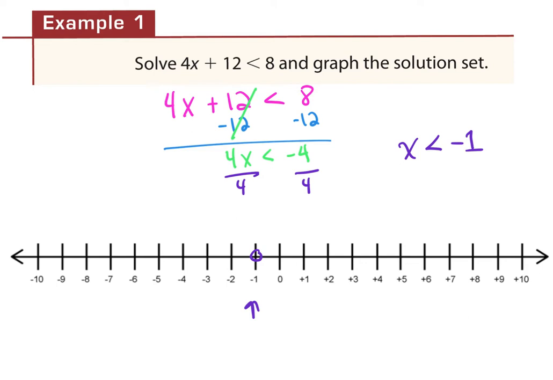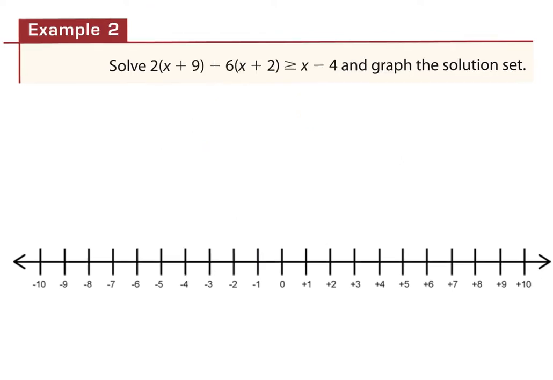Everything smaller than negative 1. X is less than negative 1. Smaller than negative 1 is the left side of negative 1. And that's my answer here. Solves exactly the same. Look at example 2. All right. Example 2 is larger, but conceptually we're doing the same exact thing.